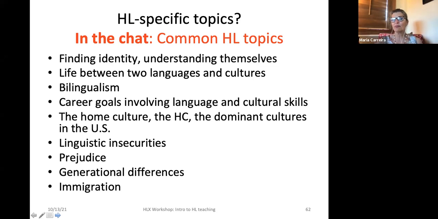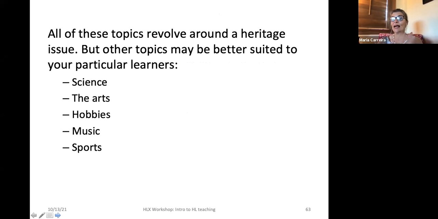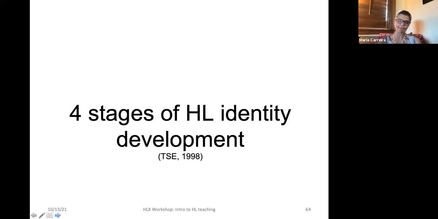Bilingualism, what does it mean to be bilingual? Career goals, home culture, the dominant culture in the US. Linguistic insecurities are big. Prejudice they encounter, generational differences, they're fascinated by that. Immigration, you can keep going, as well as some of the other ones that you identified, right? Some general things that are in your textbook: science, the arts, hobbies, music, etc., sports.